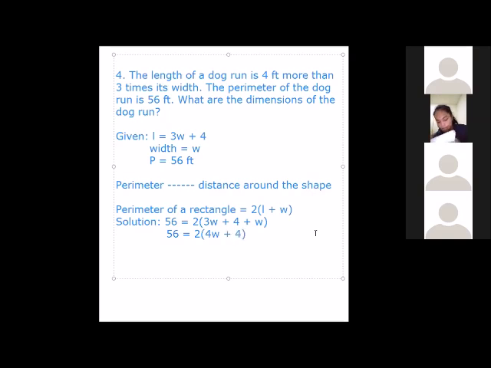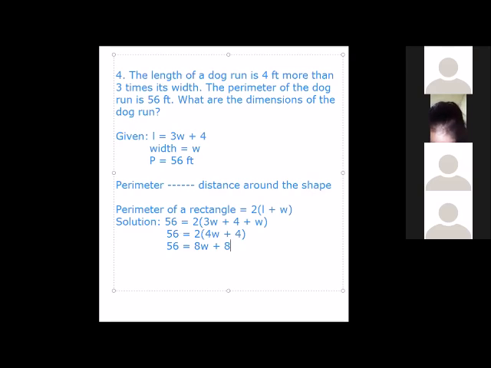Now we will proceed to what Jude shared with us, the distributive property. Now we have 56 equals 2 parentheses 4W plus 4. Hannah? 2 times 4W equals 8W. You get it right. Correct. And then? Then 4 times 2 equals 8. Now we have 56 equals 8W plus 8.